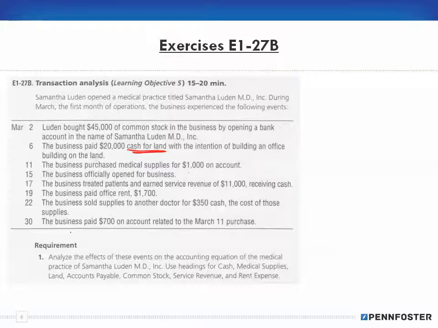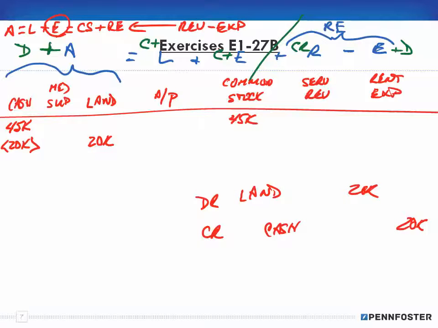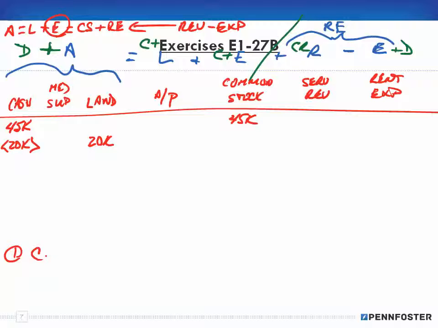All right, 11. It says here the business purchased medical supplies for $1,000 on account. So the first question I ask myself is, am I affecting cash? And in this case here, the answer is no. And since my answer is no, I ask myself a second question. Am I affecting accounts receivable or accounts payable?